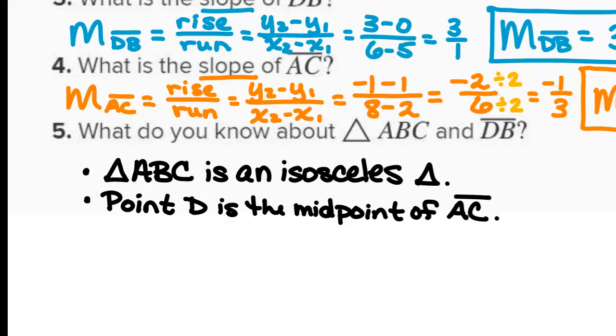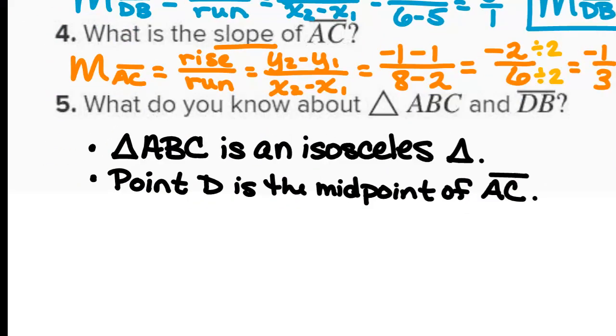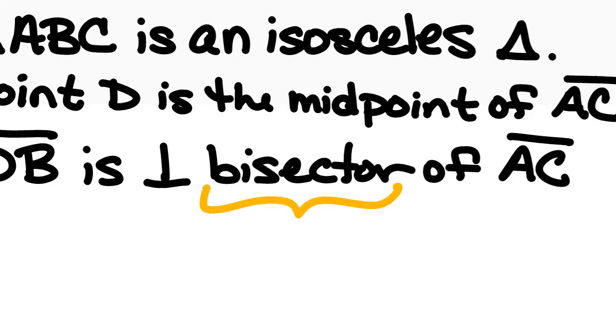So point D is the midpoint. We just said that these two segments are perpendicular to each other. Does anybody remember what we call something that splits another object exactly in half? Bisector. So segment DB is the perpendicular bisector of segment AC. Remember, to bisect something means it cuts it exactly in half.